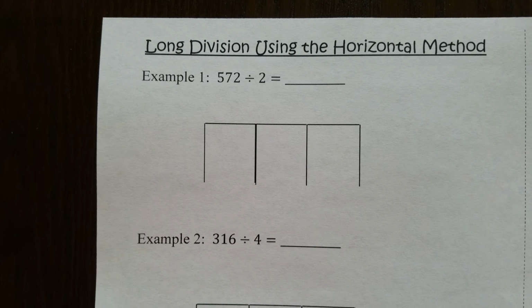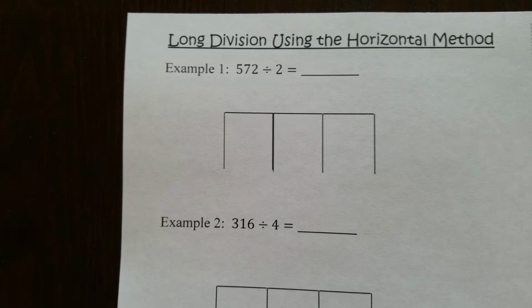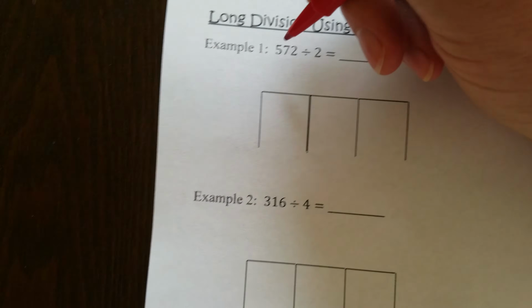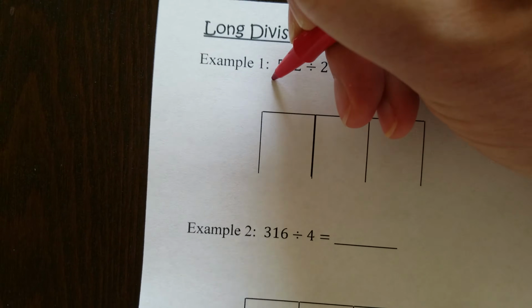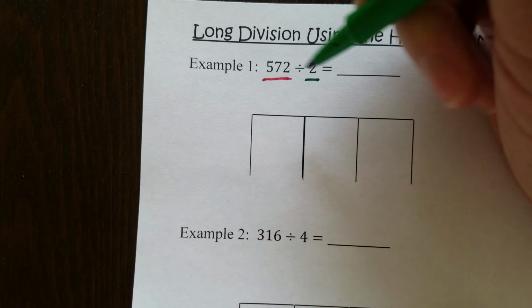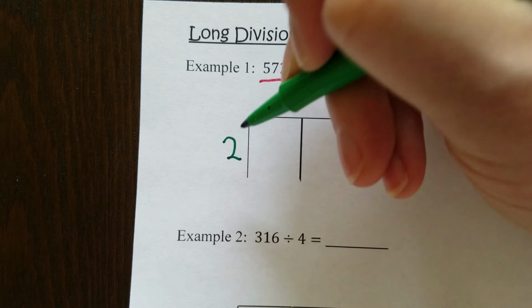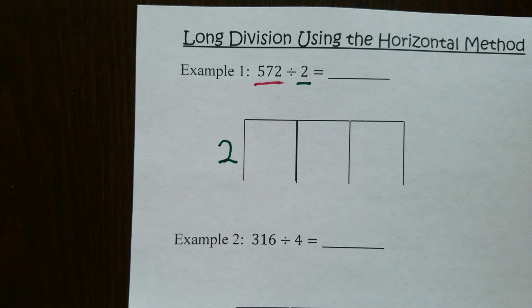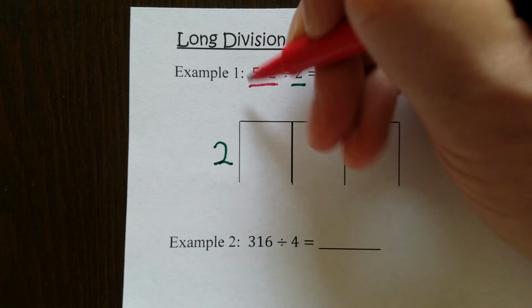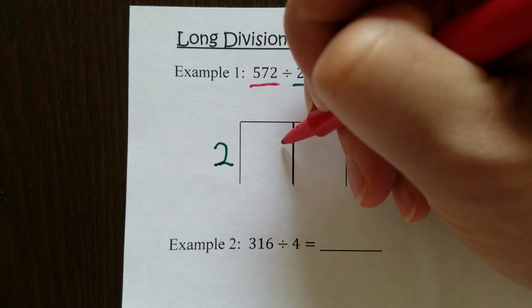So example 1 says 572 divided by 2. I'm going to color code things, so if you want to do that, I do recommend it. We've got 572 in red and divided by 2. The divided by number goes on the outside of these upside down boxes, so that's where my 2 is going to go. And then the larger number that's being divided by 2, in this case, is 500.